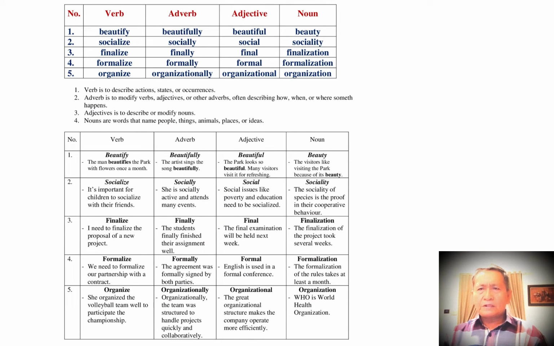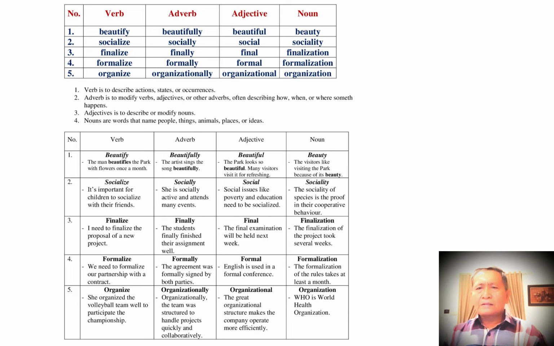1. Verb is to describe actions, states, or occurrences. 2. Adverb is to modify verbs, adjectives, or other adverbs, or when describing how, when, or where something happens. 3. Adjective is to describe or modify nouns. 4. Nouns are words that name people, things, animals, places, or ideas.